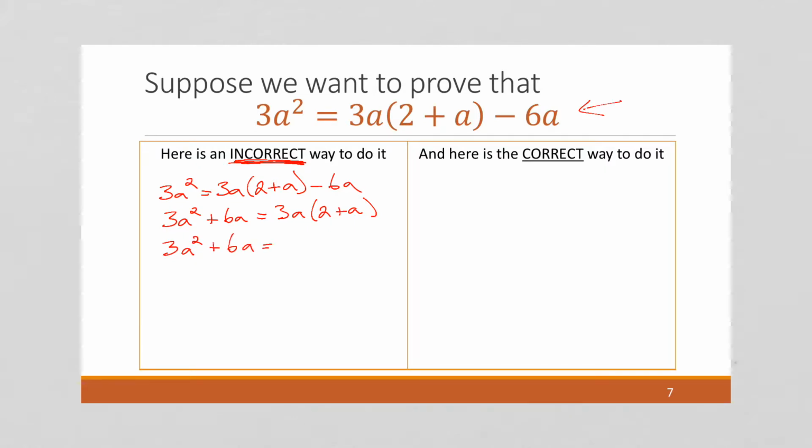Multiply this out. This becomes 6a plus 3a squared. Hey, my sides are equal. I'm done. Ta-da. This is wrong. And you may be thinking, well, what does she know? Who is she to say that that's wrong? I've done this a million times in math, and it's always worked, and the teacher's always given me credit.